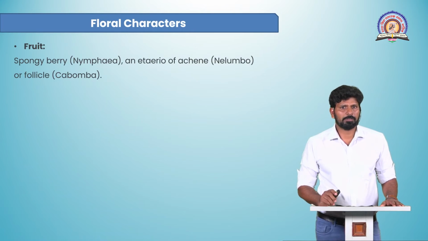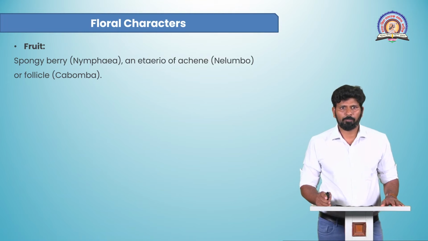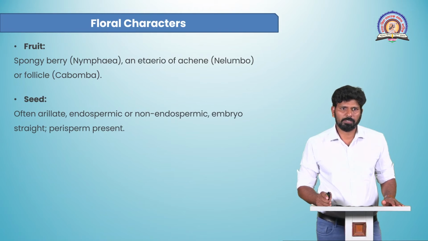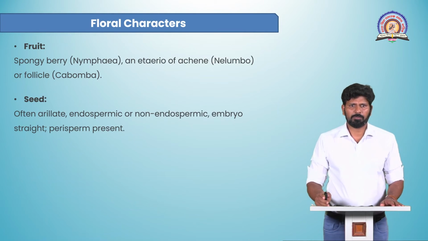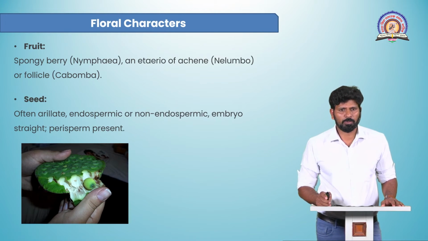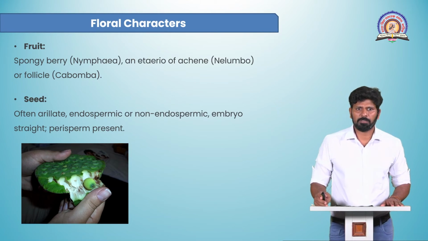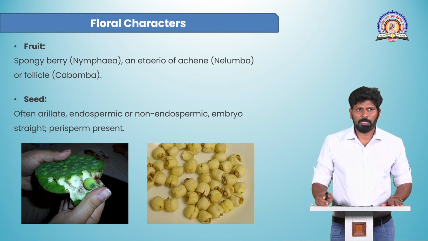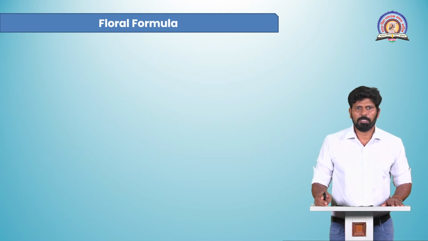Again, the last floral character is the fruit. So fruit is a spongy berry, that is Nymphaea, and again an etaerio of achenes, that is Nelumbo, and seeds are often arillate. Then endospermic or non-endospermic. Then embryo is straight and persistent. Perisperm is present. So in this picture we can see the female reproductive part, and in the last picture we can see the seeds. So seeds are often arillate.